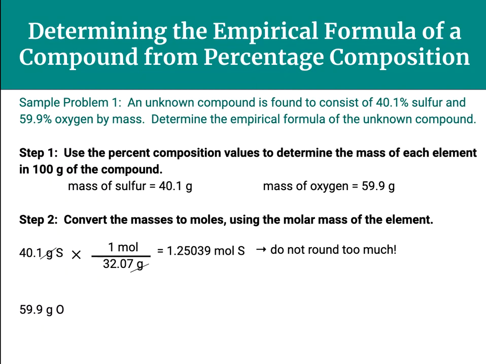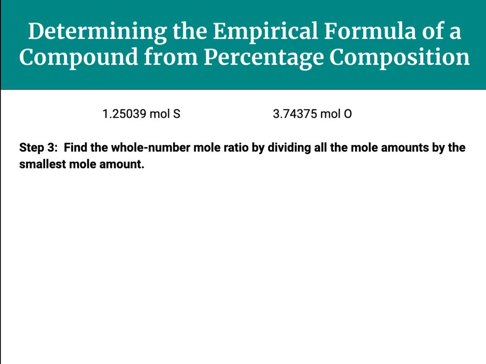Then we do the same thing for oxygen, 59.9 grams of oxygen. The molar mass of oxygen is 16 grams per mole. So we get 3.74375 moles of oxygen. And again, you don't want to round this too much because we're not done the question yet. Those are the 2 numbers that we got for moles.